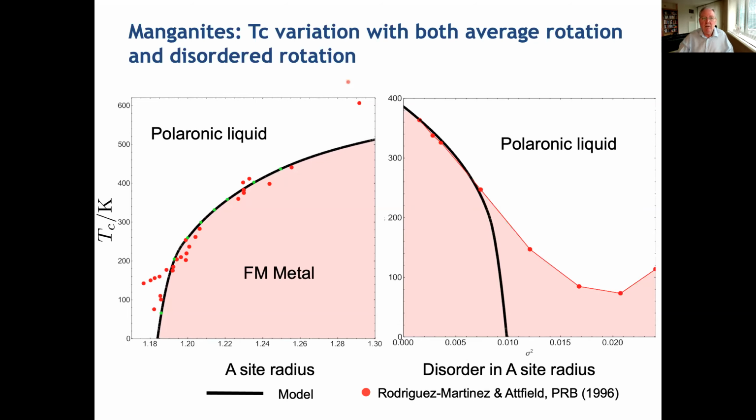The very simple model gives a transition from a ferromagnetic metal to a polaronic liquid. The red data points are the data from Paul Attfield's lab. And furthermore, Paul also noted that disorder in the A site radius has as much of an effect as the average radius change. You can understand intuitively why that is, because if you've got big ions and small ions, it's easy to line yourself up along with the distortions in the places where they fit, actually.